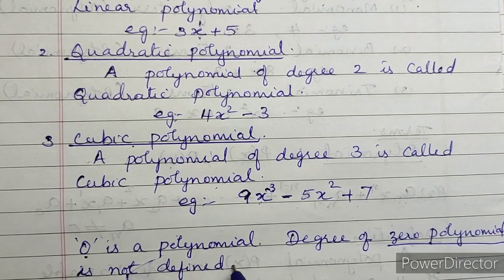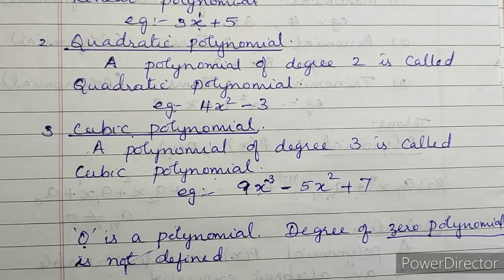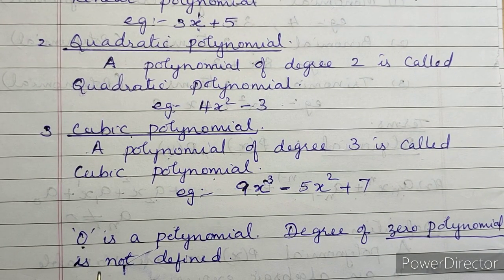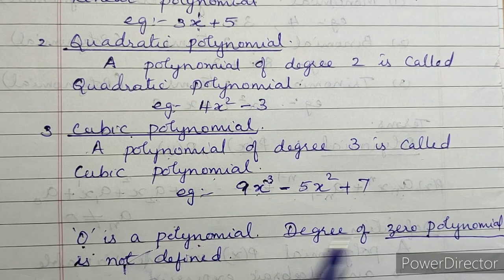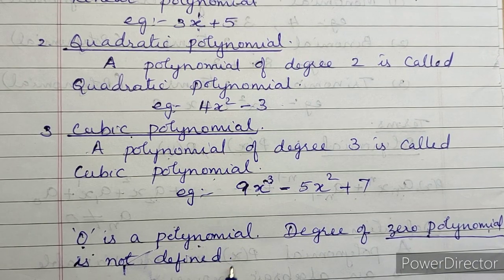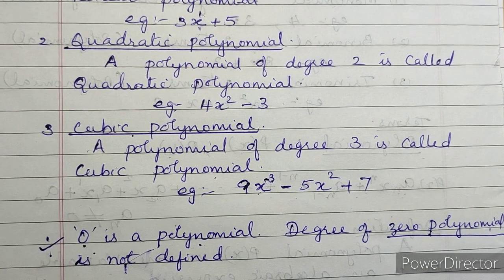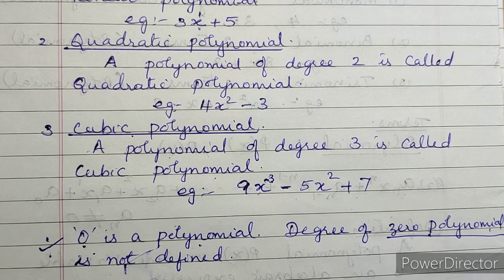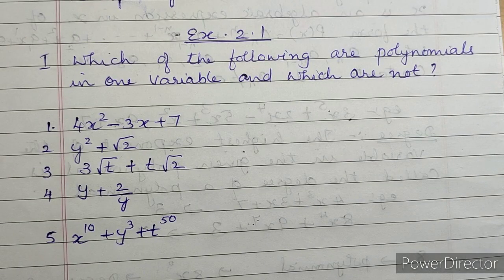So, in the examination, if a question comes in fill in the blanks or something, what is the degree of the 0 polynomial, then you have to write it is not defined. So, this is also an important note. The 0 polynomial's degree is not defined. Now, we will pass on to exercise 2.1.